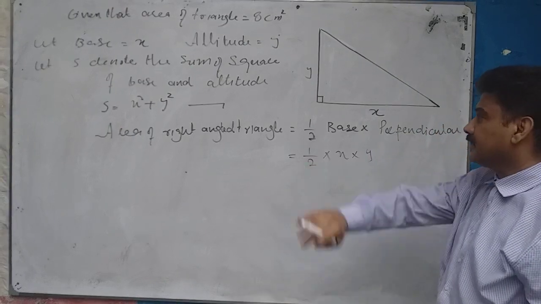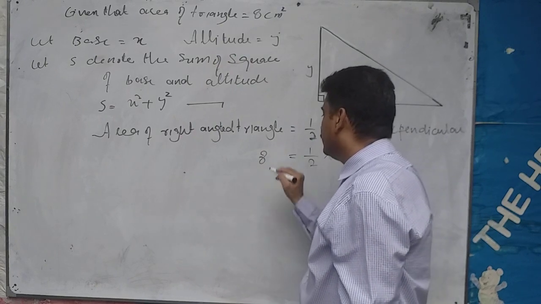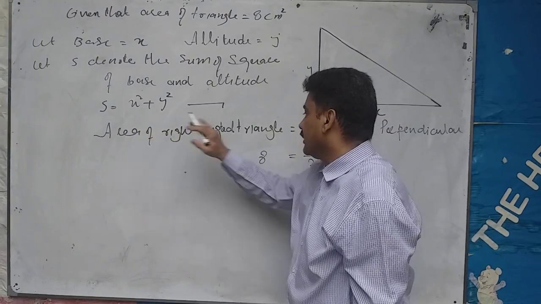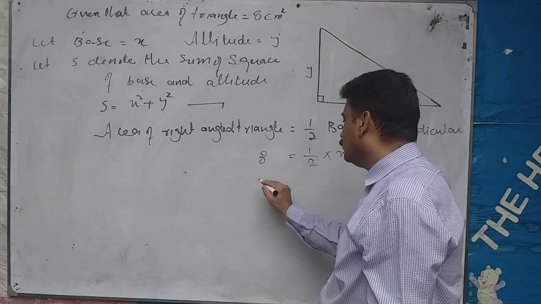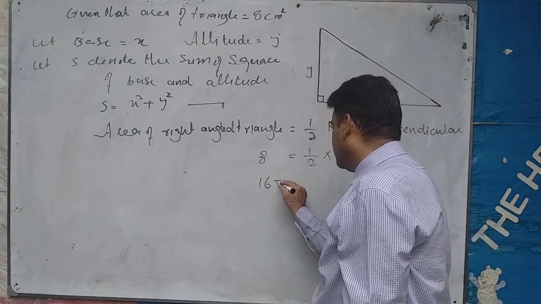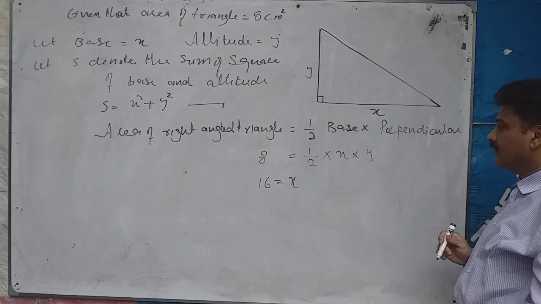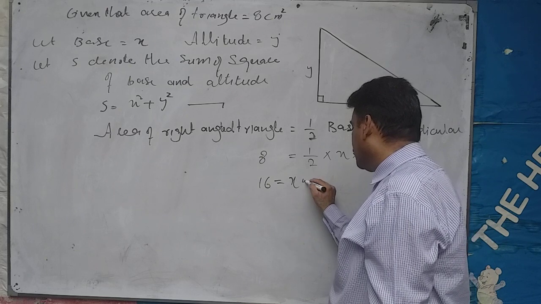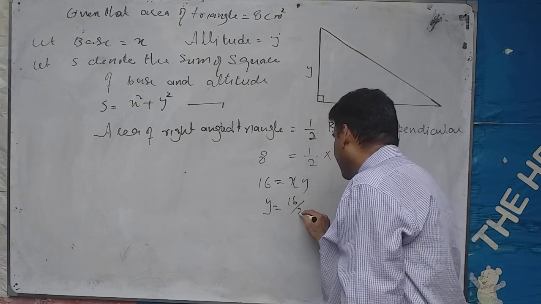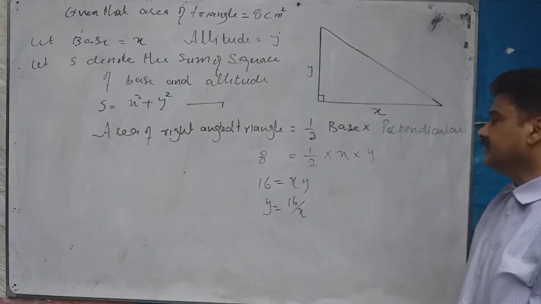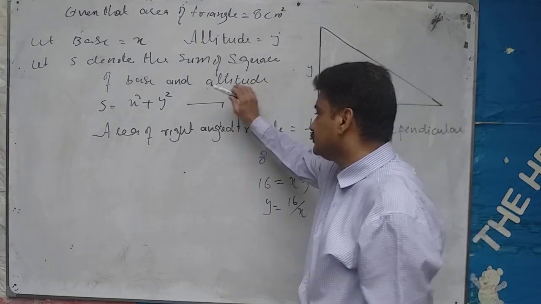But area of right angle triangle is given, which is 8 square centimeter. We write here value of area of triangle, which is 8. By multiplying by 2 we get 16 is equal to xy. So the value of y we can write, y is equal to 16 by x.